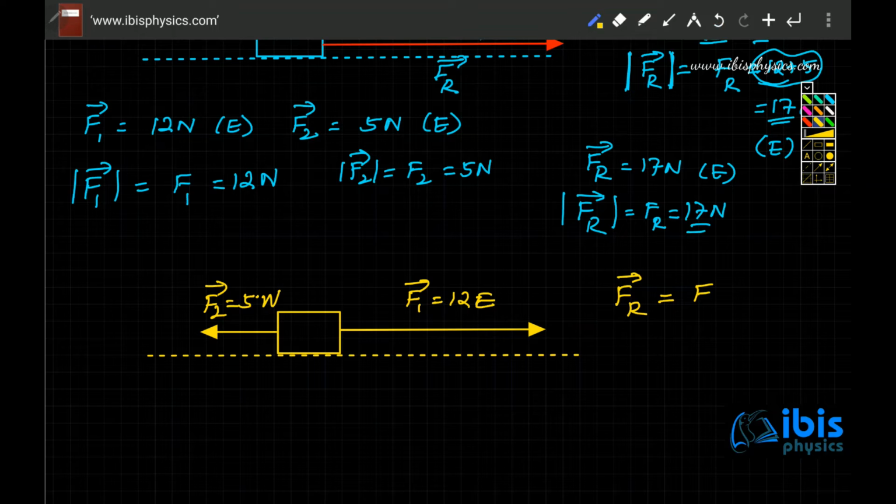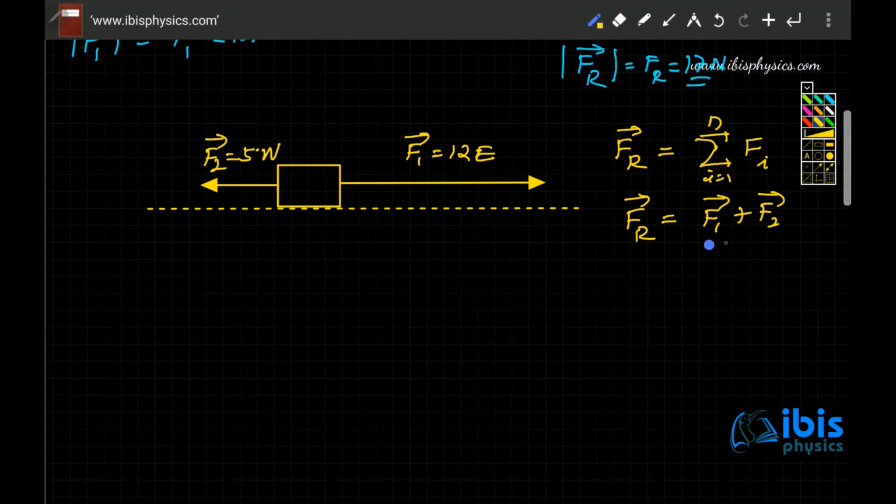The effect of these two vectors is the vector sum of the two vectors. Even if there are n vectors, we will just be taking the sum total of all the vectors, from the first vector to the last vector. So the resultant vector, because there are two vectors here, the total effect of these two vectors is F1 vector plus F2 vector.